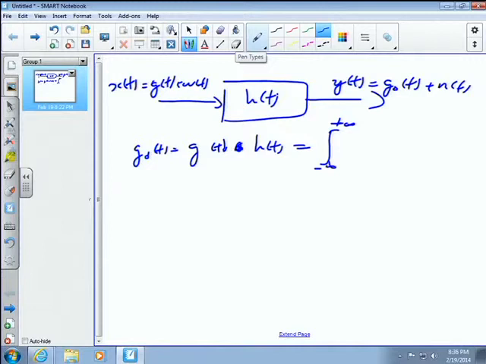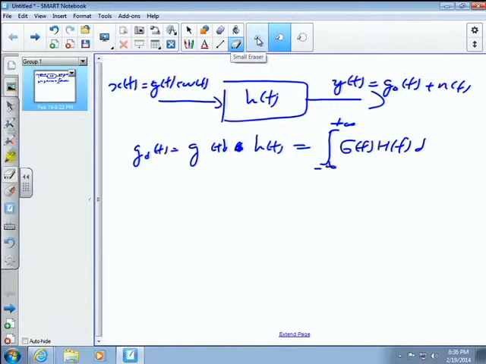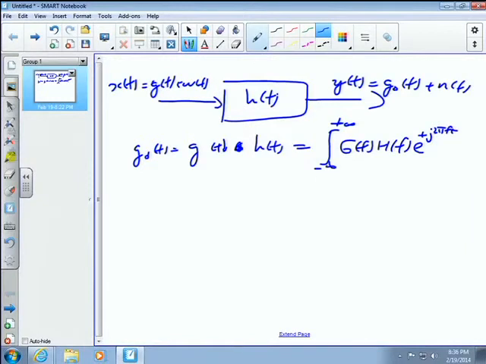And then this is going to be equal to what? Convolution in the time domain is multiplication in the frequency domain. Then you take the inverse Fourier transform of this, so it will be equal to e to the plus 2jft df. This guy here does the exact same thing. So this is convolution.